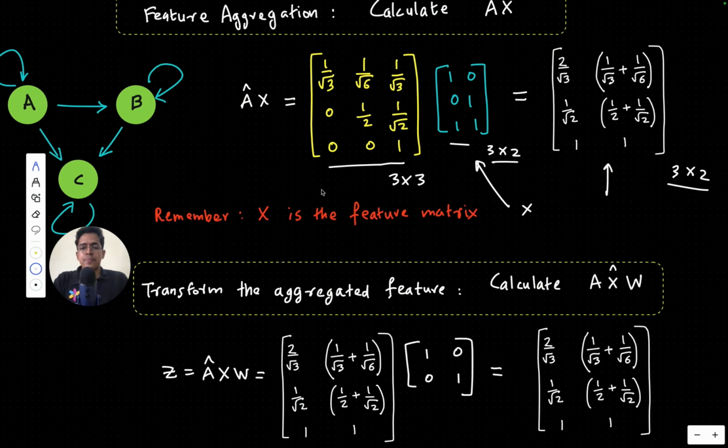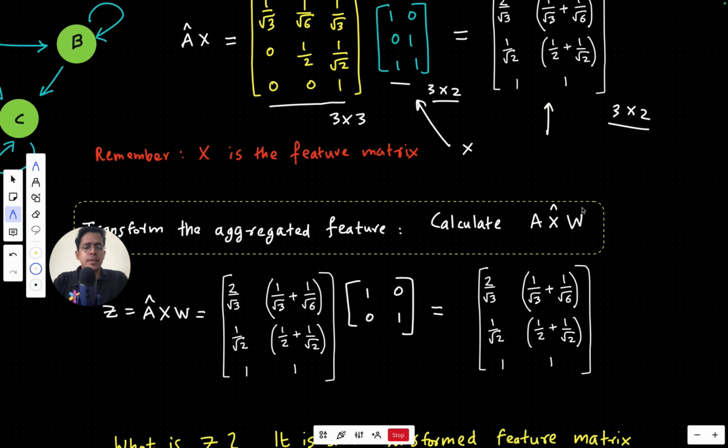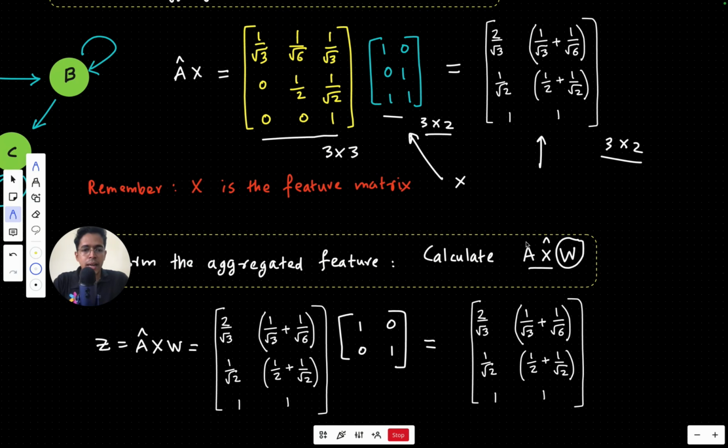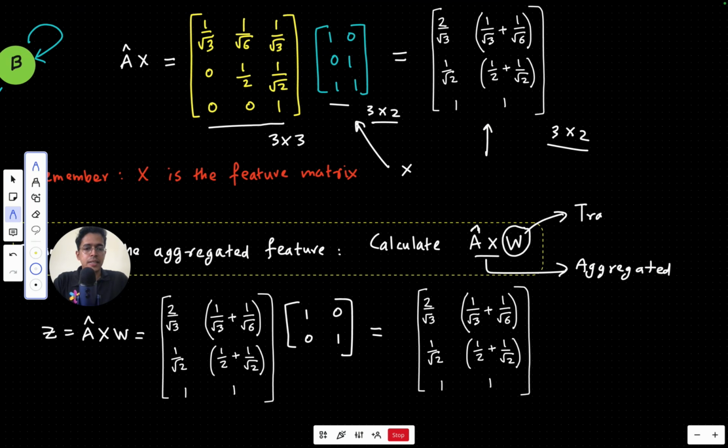Now, what we have to do is transform this aggregated feature matrix using a transformation matrix W. You might be wondering, what exactly is this W? This A X is the aggregated matrix, right? Okay, sorry, I forgot a cap here and I put the cap at the wrong place. So let me delete this. The cap is supposed to be here. So A cap X is the aggregated matrix. And now W is the transformation that we are applying.